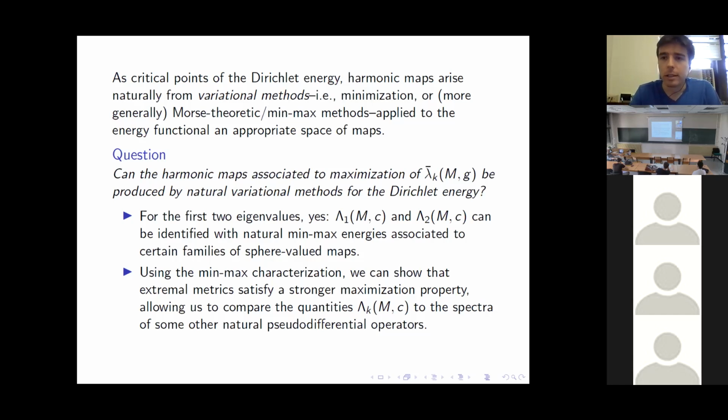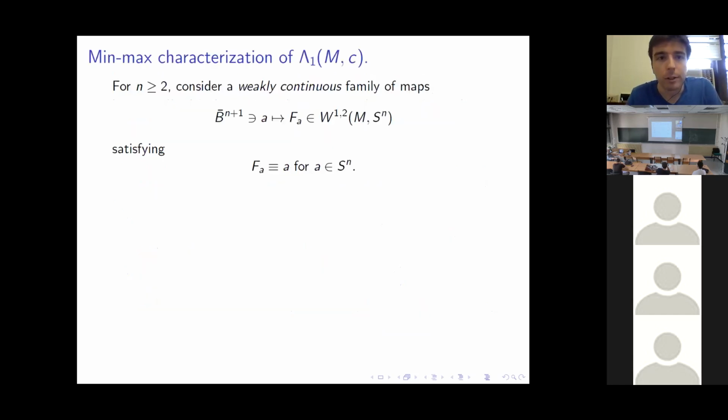I'm going to focus on the first eigenvalue, which is what makes it prettiest. So what's the min-max characterization of this first conformal eigenvalue? Let's consider the following setup. If n is at least 2, we think about maps to the 2-sphere or higher, and we consider a weakly continuous family of maps parameterized by the closed (n+1)-ball, sending points in the closed ball to maps in W^{1,2} to the n-sphere. We're only requiring they be weakly continuous. They need not be strongly continuous as a map from B^{n+1} into W^{1,2}. And they satisfy the boundary condition that f_A is exactly the constant map to A, when A is a boundary point in the n-sphere.